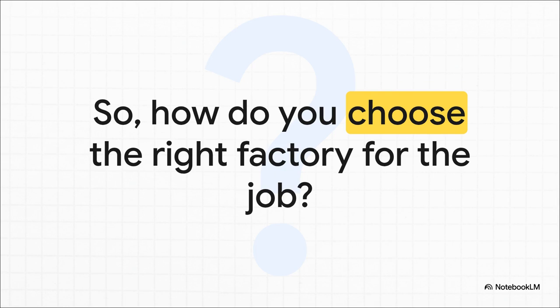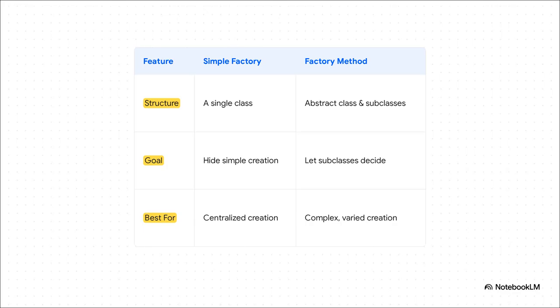Okay, so that brings us to the final million-dollar question. We've seen two really powerful tools. How in the world do you know which one to use? Let's just break it down nice and easy. You want to reach for a simple factory when your creation logic is pretty basic, and all you really want to do is hide a simple if-else or a switch statement. It's clean, it's simple, it gets the job done. But when the creation process itself gets complicated, when different types have their own special setup steps, like calculating those custom allowances, that's when you need the power and the flexibility of the factory method pattern.